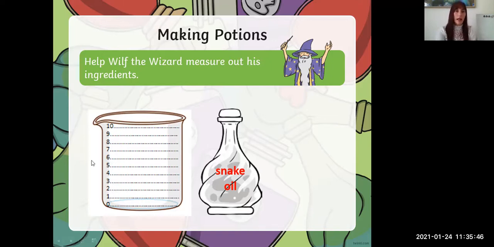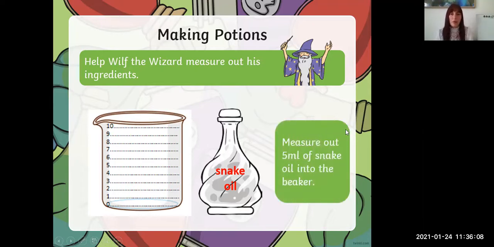Here, look, we have a beaker, and it is marked along the side to show us where the millilitres go. Have a look at the scale. It just goes up in ones this time. Every number is labelled so you can see them clearly, all the way up to 10 millilitres. We have a small bottle of snake oil. Let's see what he'd like us to do. Measure out 5 millilitres of snake oil into the beaker.